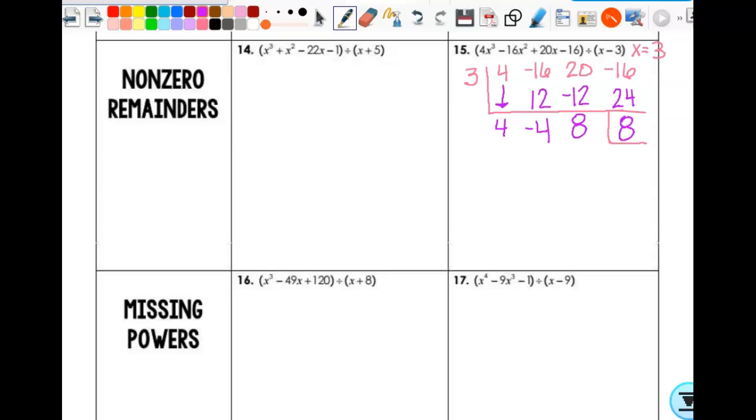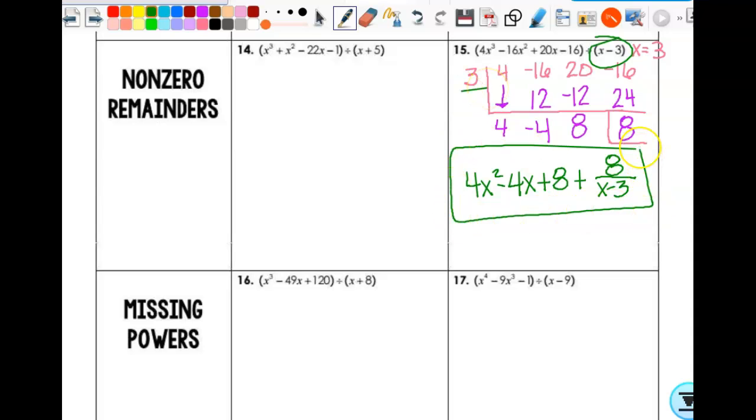No, because my remainder is not 0. So I'm going to write this like I did before with my remainders. So I have 3 terms here. That means my leading term is x squared. So I have 4x squared minus 4x plus 8 plus, remember we add our remainders no matter what, I make a fraction. The numerator is the remainder, which is 8. What goes in the denominator? X minus 3. Good. Use x minus 3. Don't use this right here. Okay, and then that is your answer.